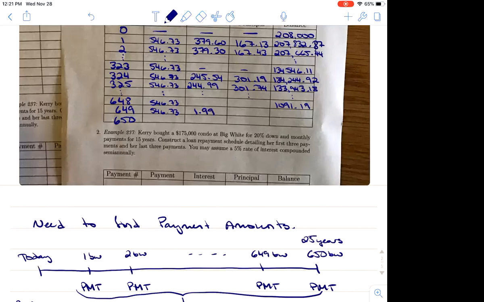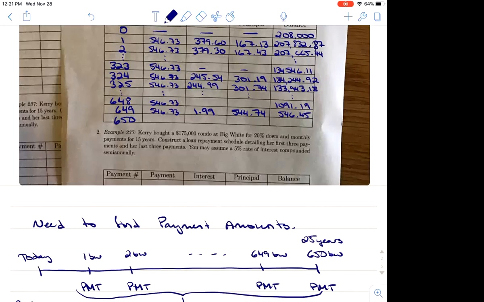So $546.73 minus the $1.99 that the bank takes for their interest. Towards our principal, we're paying off $544.74. We can find that second to last balance. The last balance, remember, has to be 0. And so 1,091.19 minus 544.74. So we have a balance owing of $546.45.